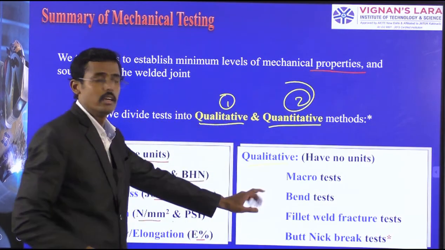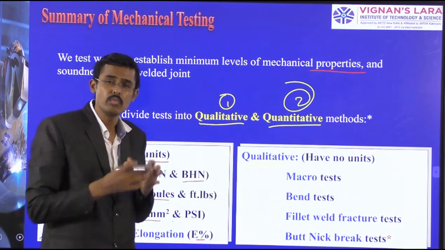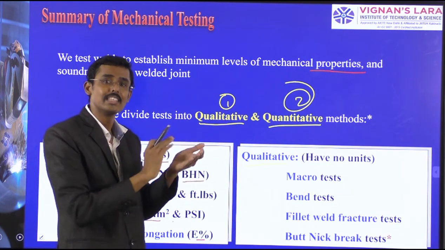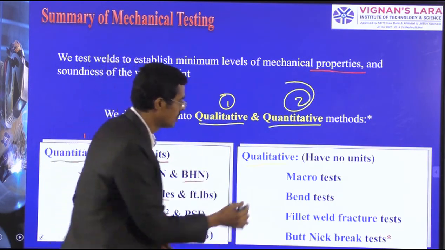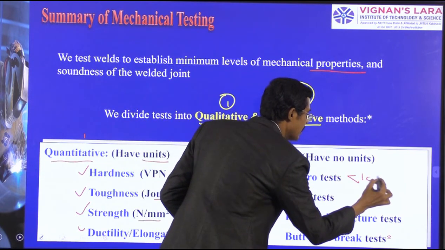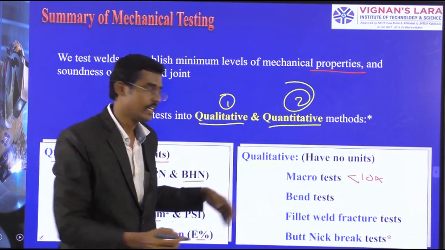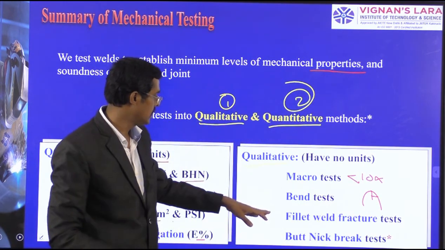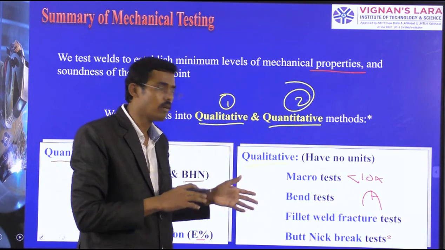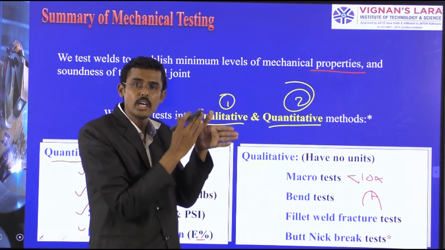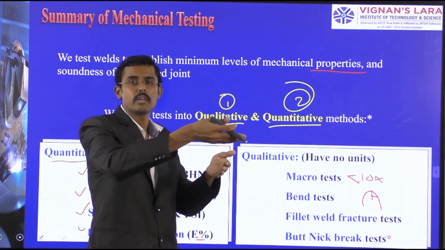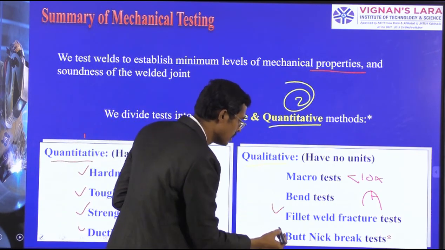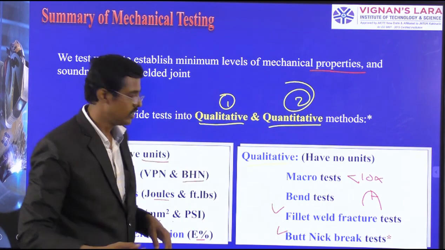On the other hand, we have qualitative methods, where we do not have units, but visually after breaking you can see the defects. That is how the macro test, which is less than 10x, we have done, and the bend test we have done, the angle, to find how far it is bent, and then the fillet weld fractures, but these all belong to butt welds and fillet welds. So for the L joint we have hit it, the fillet weld has been broken and the surface we are viewing for lack of penetration. So fillet weld and butt nick break tests.